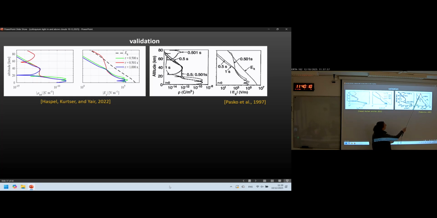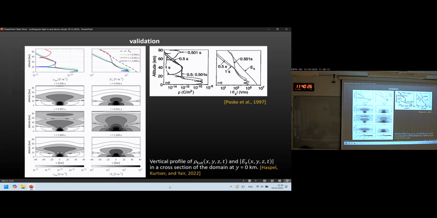And you can see this blip here. It surpasses the breakdown field right here at this moment, 0.501 seconds. That's where the sprite is going to be in his model. Here's my model. I get the same curves. And not only the same curves, but this is still 2D. I can show in 3D the field and the charge density at every point.